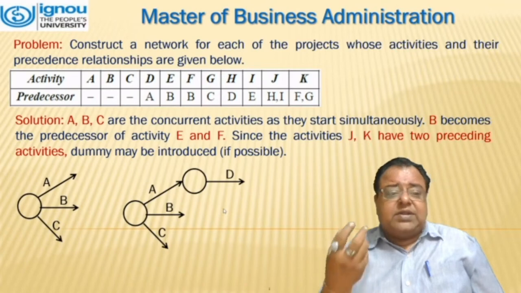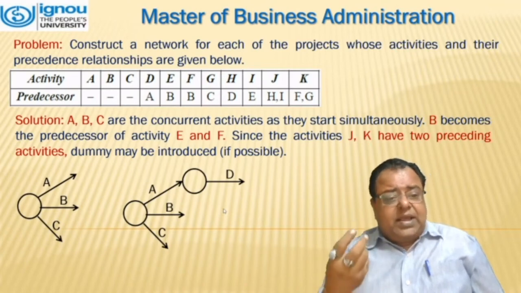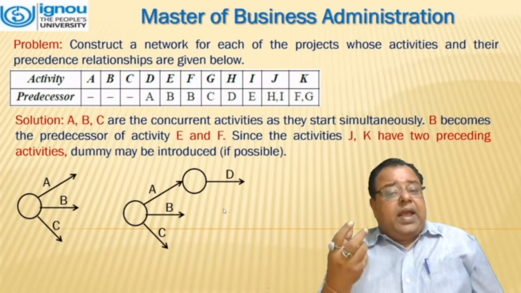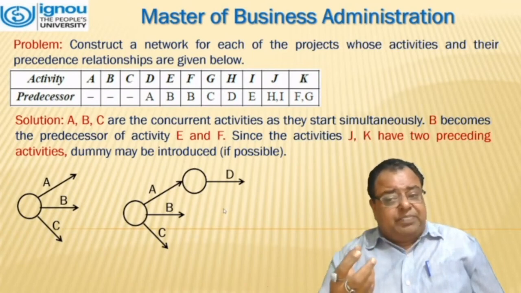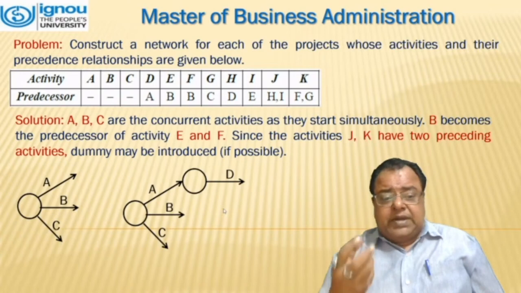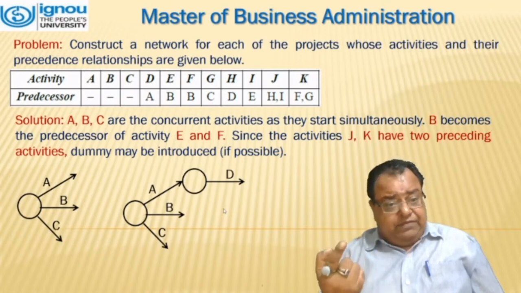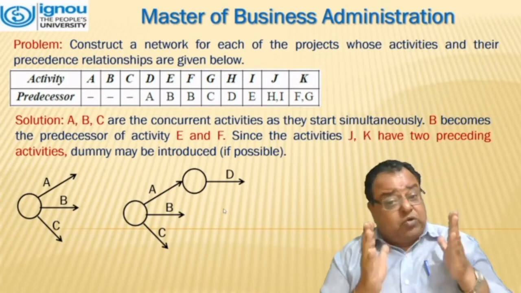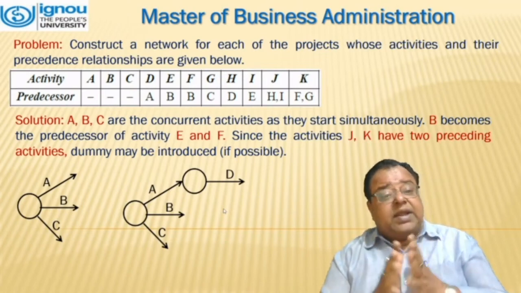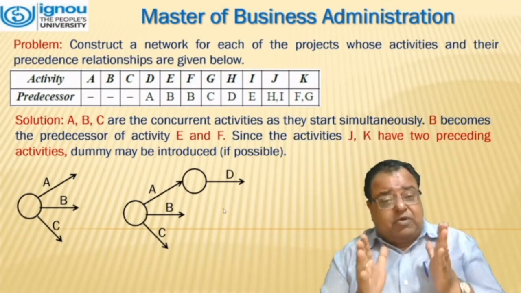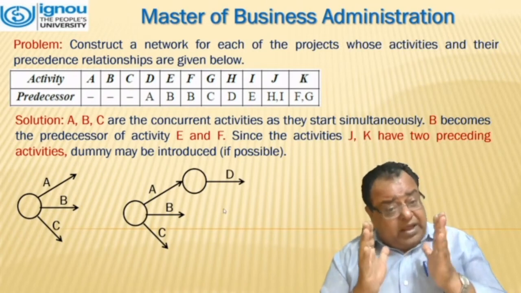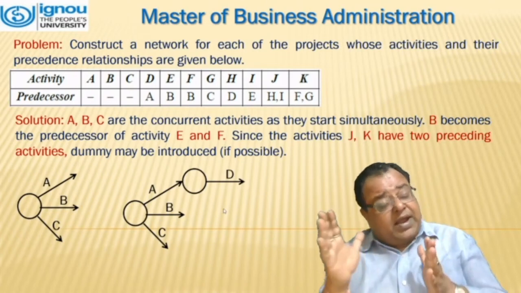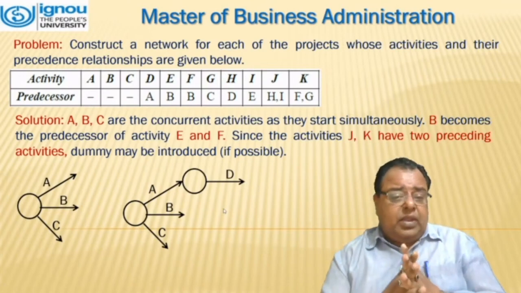The solution pertaining to this is, we can see that A, B, and C are concurrent activities as they start simultaneously, and B becomes the predecessor of the activities E and F. Since the activities J and K have two preceding activities, a dummy can be introduced if possible. We will see if a dummy is actually required at the end of the diagram.